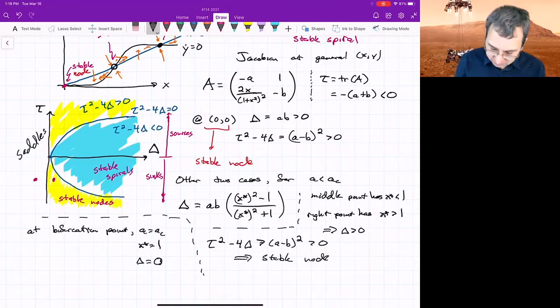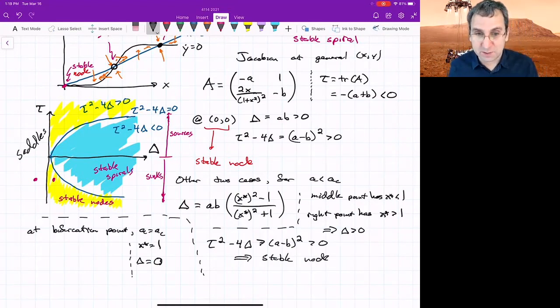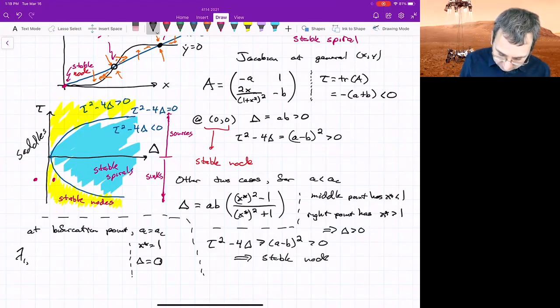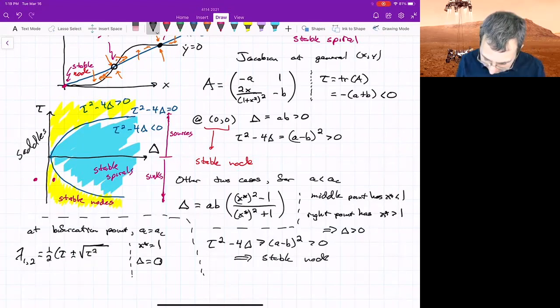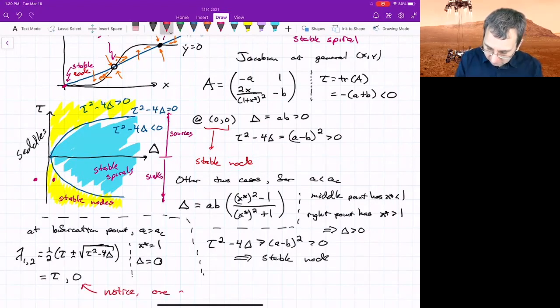And if delta equals 0, you probably don't remember what the formula was for the eigenvalues as a function of tau and delta, but it was the two eigenvalues: 1/2 (tau plus or minus the square root of tau squared minus 4 delta). So if delta equals 0, then we have tau and 0. So we've got an eigenvalue 0 is the key thing. Notice one of the eigenvalues is 0.